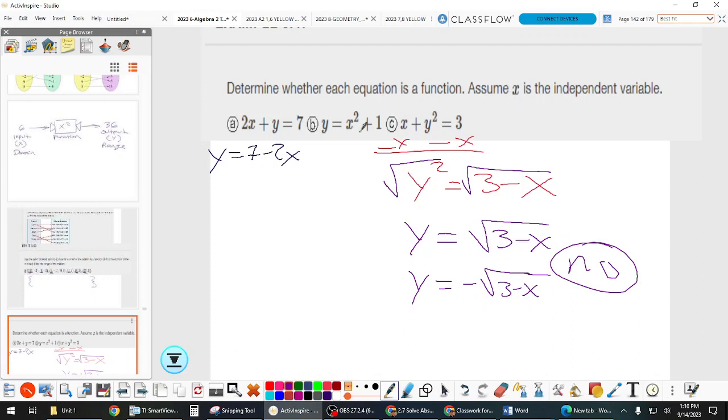This one was yes. I should have sketched these on here, but yes and yes, and then no for that one.